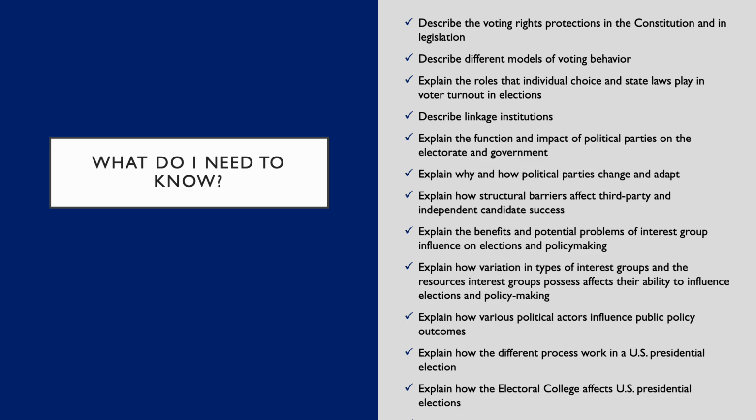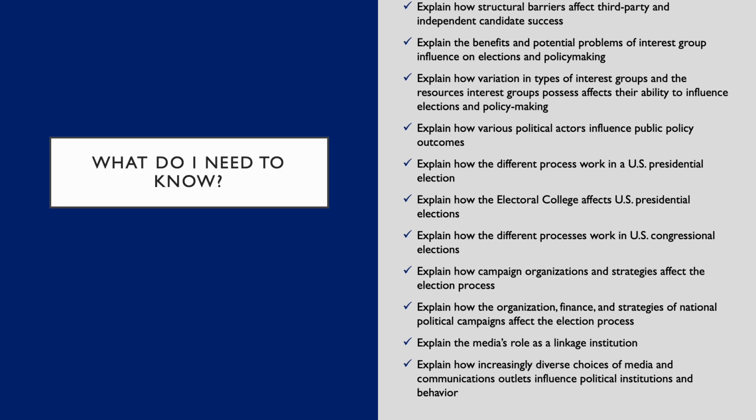So what do we need to know, right? We're looking at voting, why people vote, voting behavior, linkage institutions, political parties, interest groups, third parties, how interest groups influence public policy, presidential election, electoral college, Congress. And we're also looking at campaign organizations and strategies, campaign finance, and the media, and the changing media environment. So there's a lot that we're covering here.